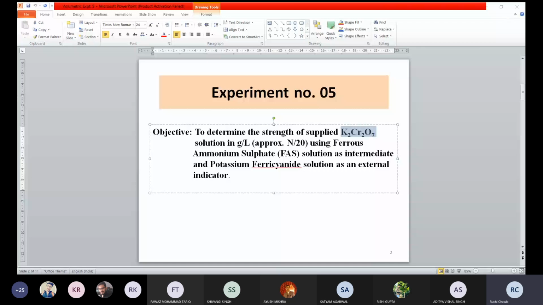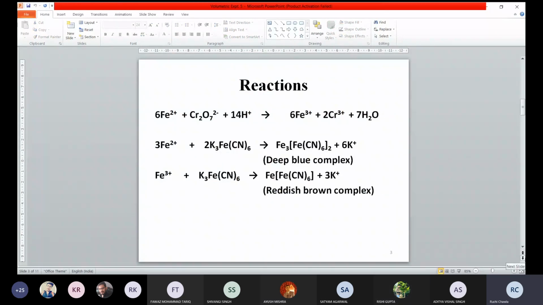Do you know the color of the solution or the salt? Green? No. Orange. Orange is the color. Yes. And you know it behaves as an oxidizing agent in which medium? Acidic medium. Yes. So a lot of information about this reagent is known to you. So we can move towards the reaction.